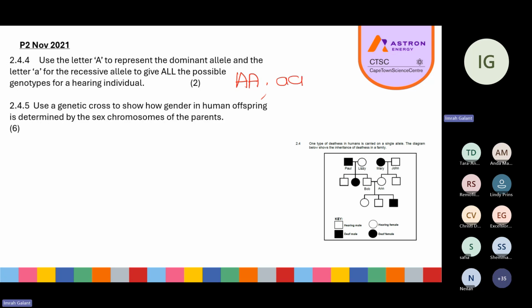Okay, next question. It says use a genetic cross to show how gender in human offspring is determined by the chromosomes of the parents. Again, this is just a very simple genetic cross that you need to do. I'll write this one out again. This is also accounting for 6 marks. So you have P1, that is your phenotype that you're going to list. They're saying a genetic cross to show gender in human offspring, so obviously you're going to cross a male and a female.